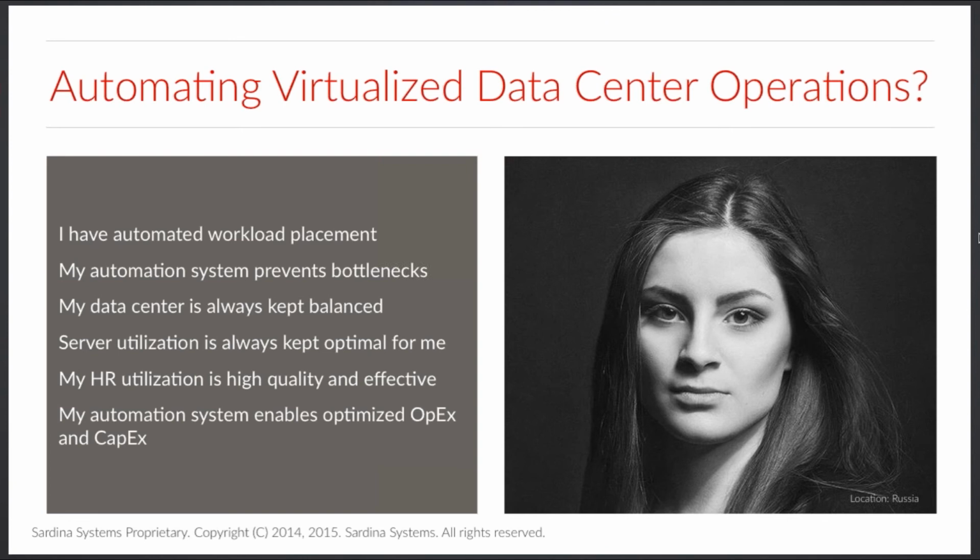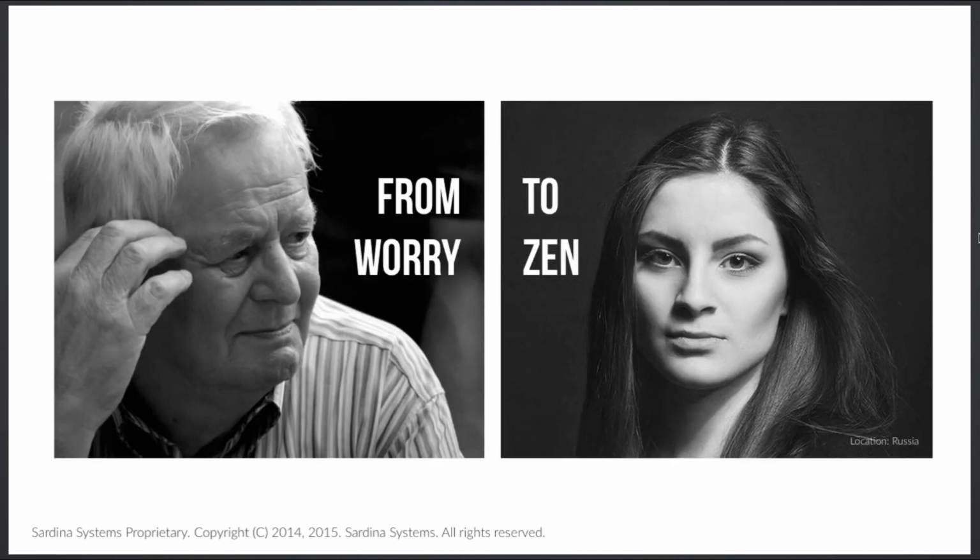Conversely, by having an automation system which automates workload placements, prevents bottlenecks, keeps the data center well balanced, and hardware utilization optimal, one can not only increase hardware utilization to be higher quality and more effective, we can also optimize OpEx and CapEx within the data center. What we do is to bring you from the state of constant worry to Zen.